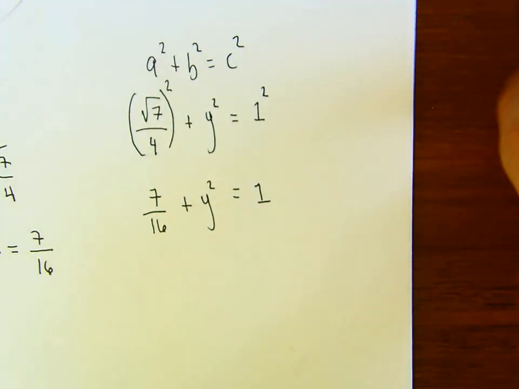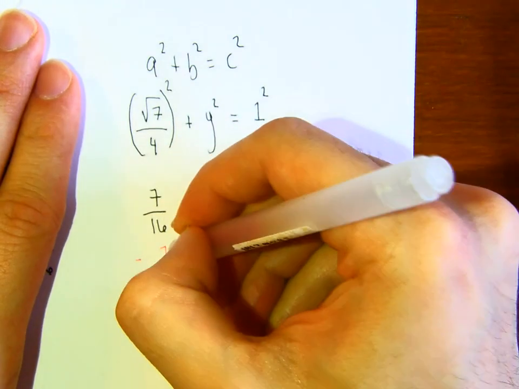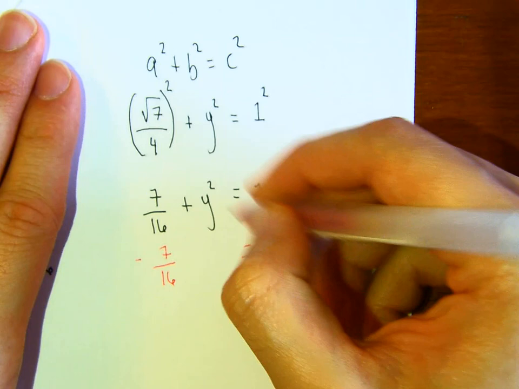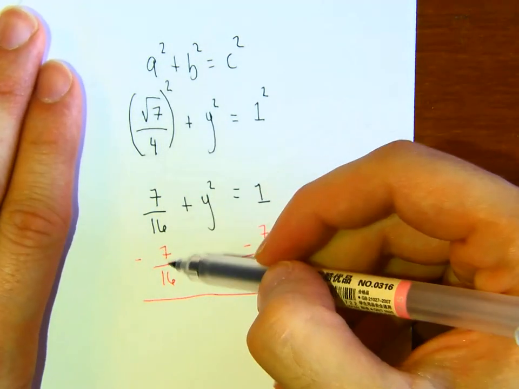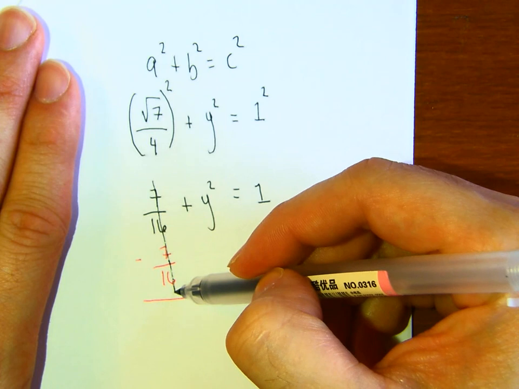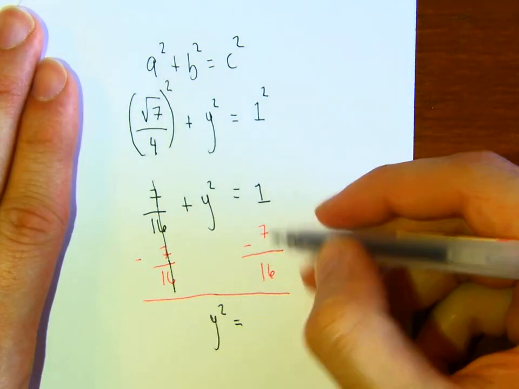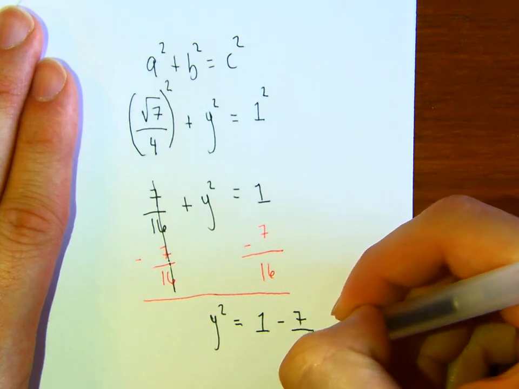The idea is the first move should be, let's subtract 7 over 16 on both sides, because we want to isolate this y squared. So notice that, what is 7 over 16 minus 7 over 16? This cancels. Now we have y squared is equal to, well, now we have to subtract. What is 1 minus 7 over 16?